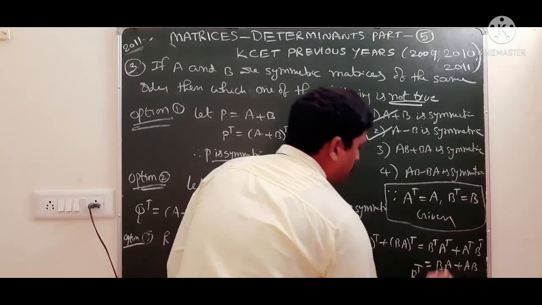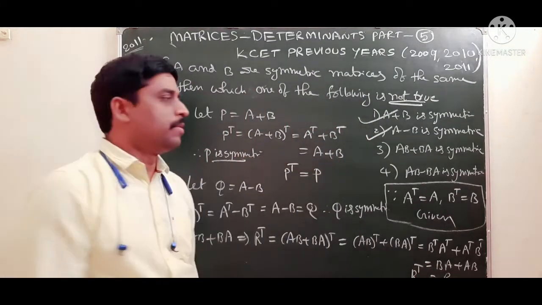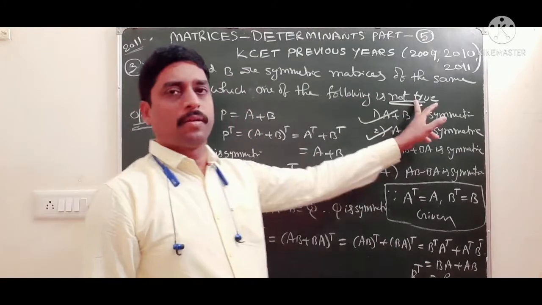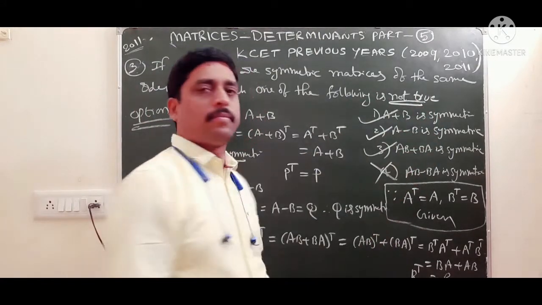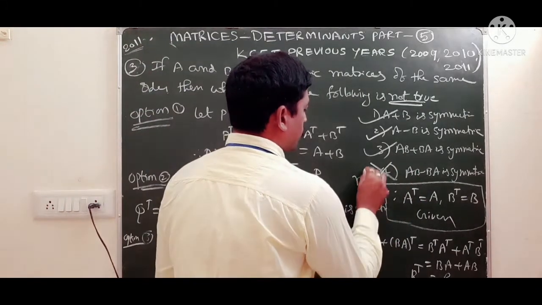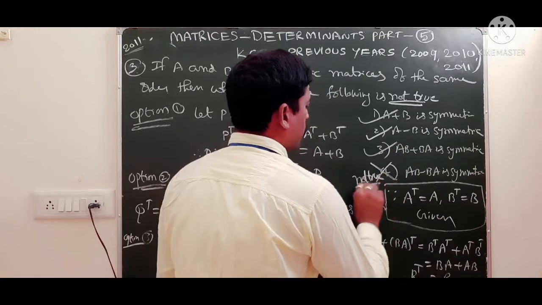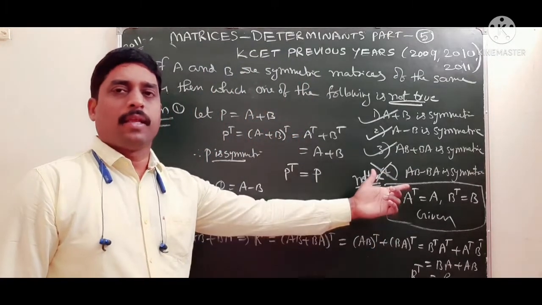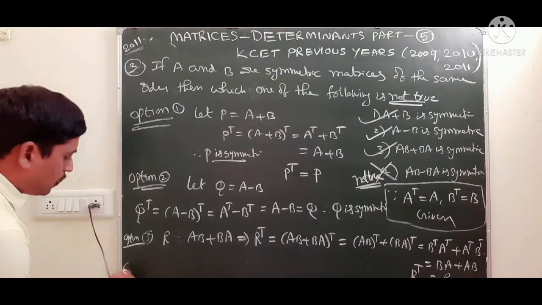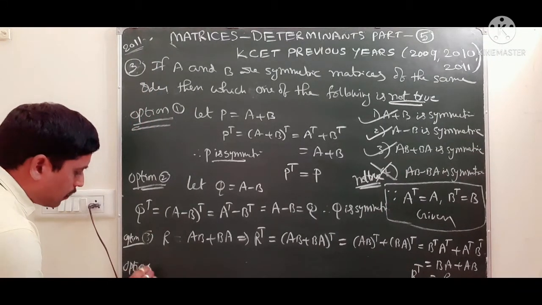So R transpose is equal to R. Therefore R is a symmetric matrix. So option 3 is also correct. So which is not true? Option 4 is not true. So in this statement, the correct answer is the fourth option. Now let us take option 4 also.